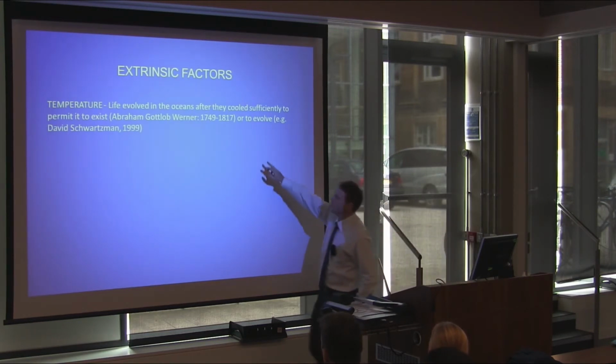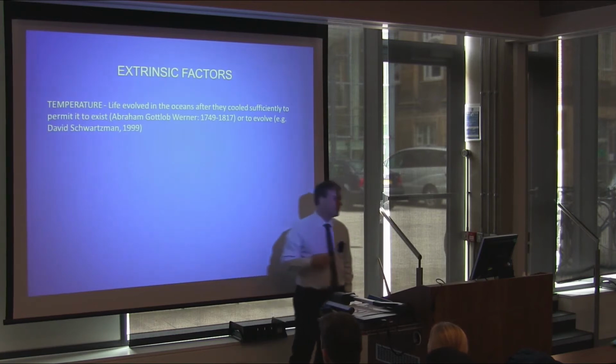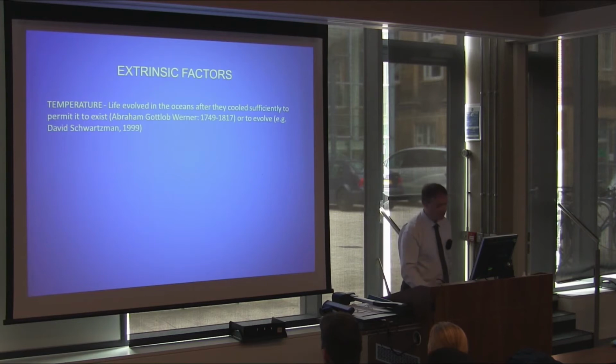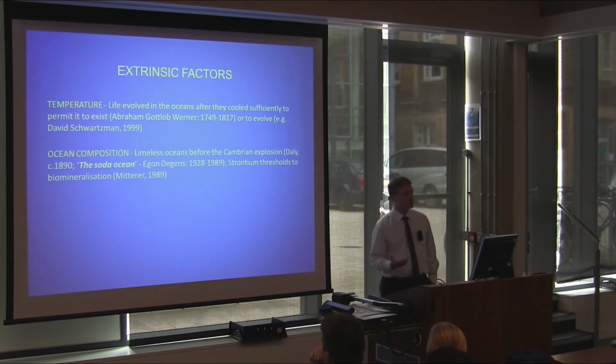They go way back to Abraham Gottlob Werner, who believed that temperature was the key. Some people still think that the earlier Precambrian was very hot and then it just got cooler, and when it got cool enough for animal-grade organisms, they just started to evolve. I don't believe that. Ocean composition.